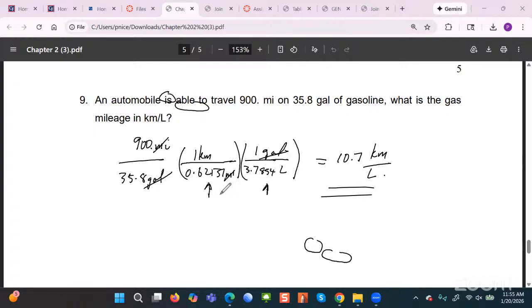So how'd you do that? Would you do 900 divided by 162, 127? Well, it doesn't really matter how you do it. The way I did it in the calculator, I divided the 900 by the 35.8. Then I divided that result by 0.62137, and then I divided that result by 3.7854. And that's how I got the answer. Okay, any other questions about this one?